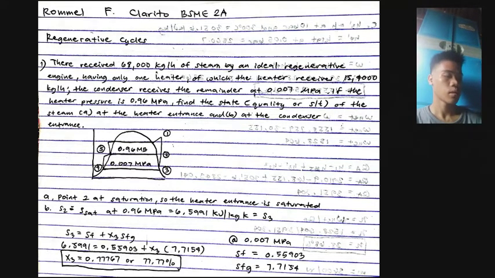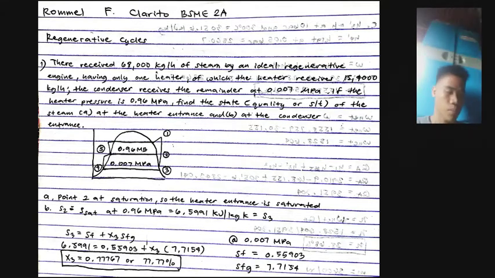Getting the answer for it, S sub 3 equals SF plus X sub 3 SFG, and substitute the given 6.5991 equals 0.55903 plus X sub 3 times 7.7154, and calculating it, X sub 3 equals 0.77767 or 77.77%.